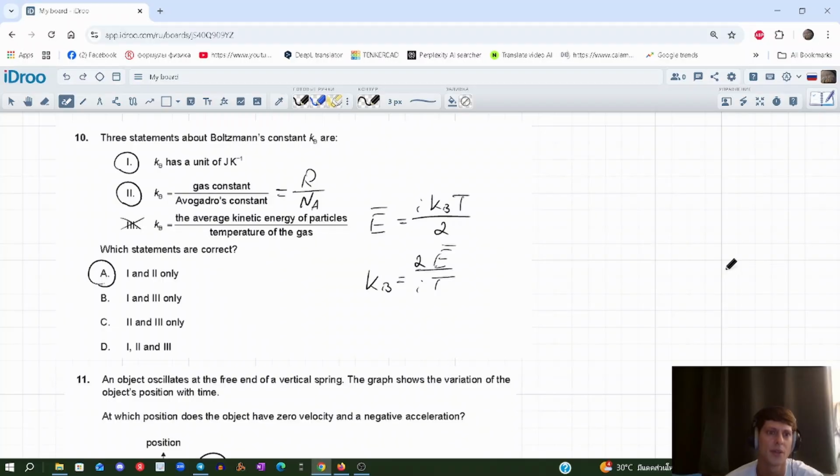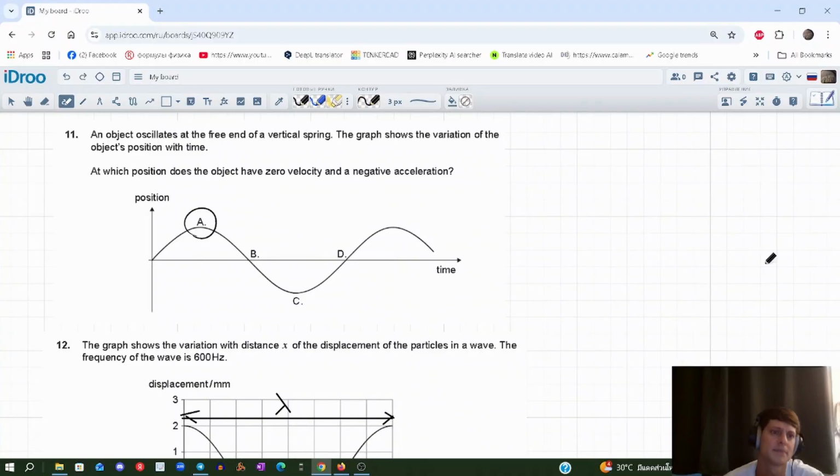Number 10. Three statements about Boltzmann's constant are: Boltzmann's constant has a unit of joules per Kelvin. Correct. Boltzmann's constant equals gas constant divided by Avogadro's constant. Correct. And Kb equals the average kinetic energy of particles over temperature of the gas. Almost correct. It's proportional to it but not equal, because we have some coefficient here, so it's not correct. The right option here is A.